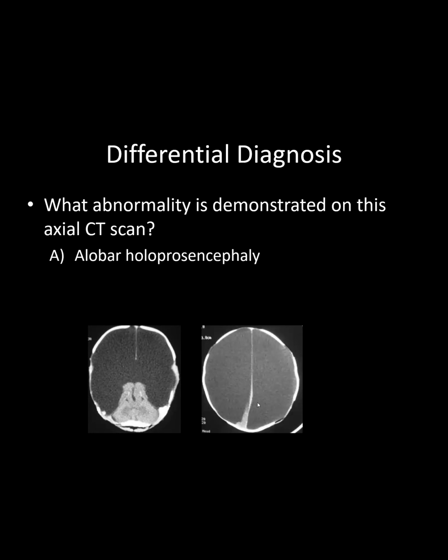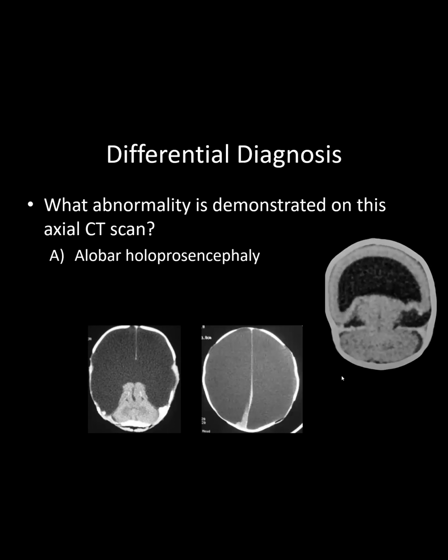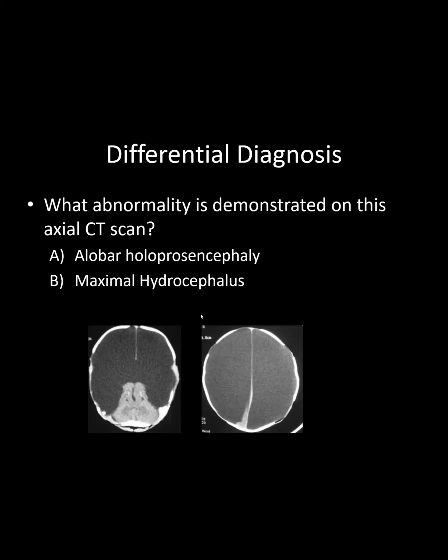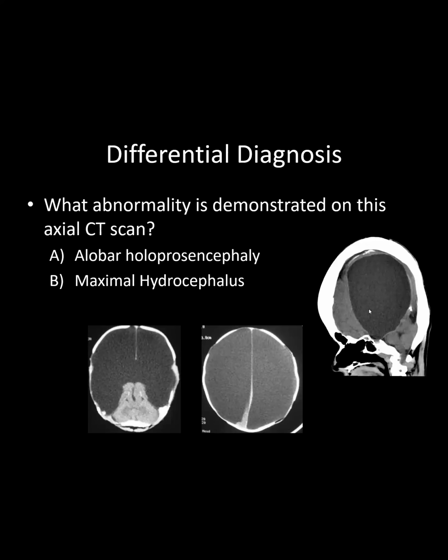So this is a coronal image. This is an axial image showing you the same thing. There are no cerebral hemispheres. You can see the posterior circulation stuff is preserved though. So is this alobar holoprosencephaly? The answer is no, because you can see some brain parenchyma here, and this patient has a falx, so that's wrong. Is this hydrocephalus? No, because even in the worst case of hydrocephalus, you'll still see a cortical mantle over here.